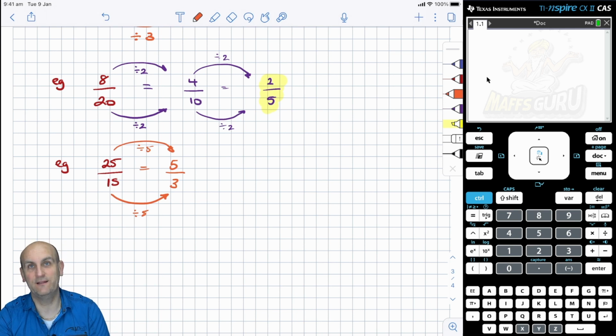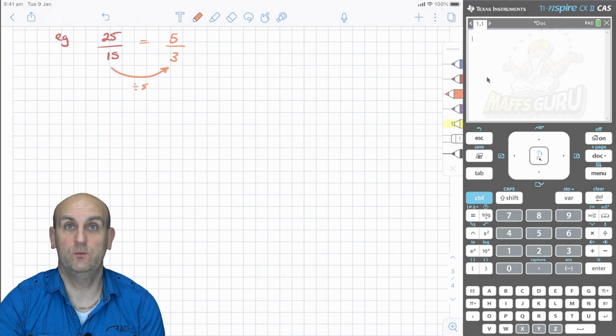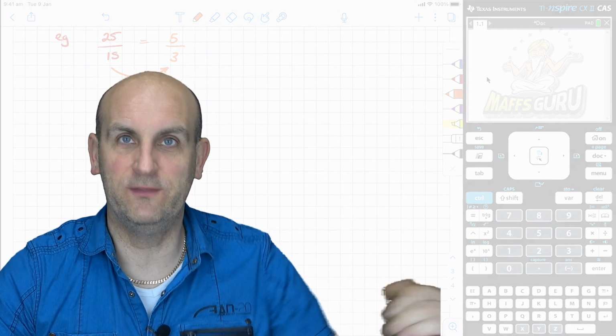3 on 5, because again, they're both prime numbers, so they're only going to divide by 1 and themselves. And ladies and gentlemen, I can't really see what could be any more complicated than that with equivalent fractions.